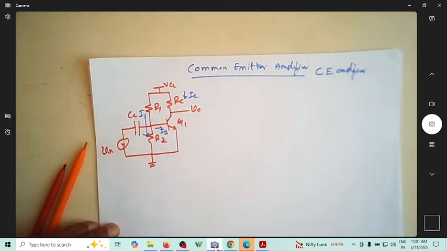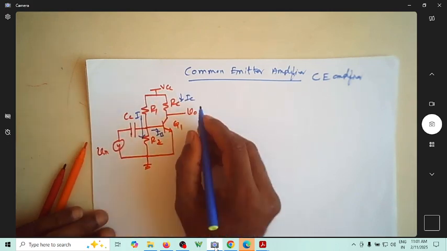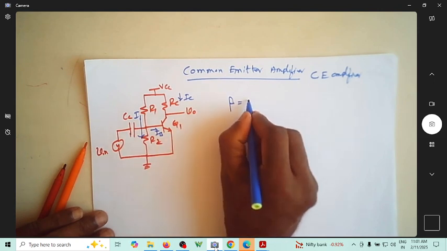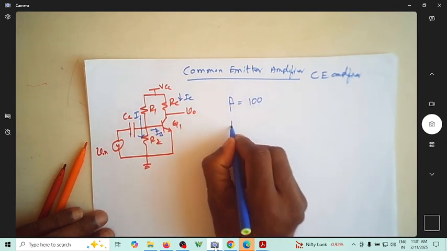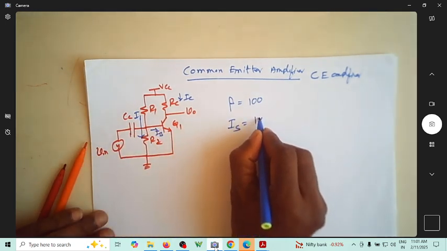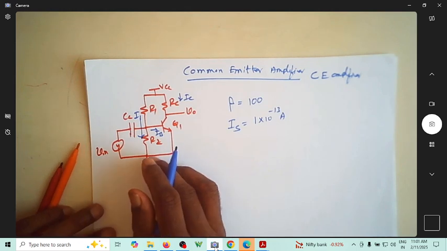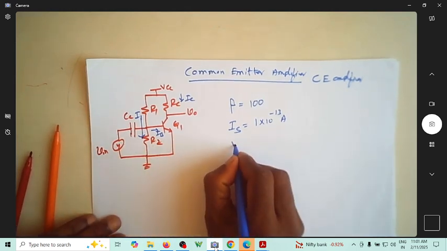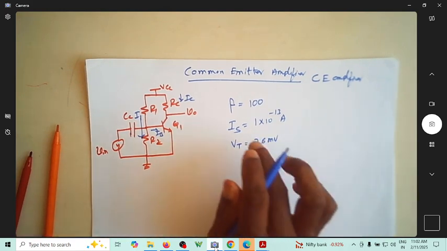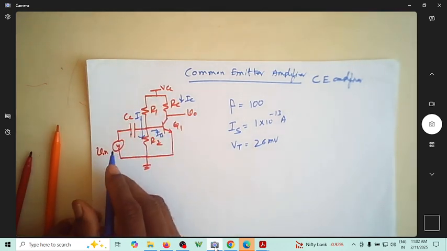This is VCC, ground. Okay, let us make some assumptions. The beta of this transistor, let it be 100. The IS, that is the reverse saturation current, let it be 1 into 10 power minus 13 amperes. And we'll assume that thermal voltage is around 26 millivolts. So these are certain assumptions we are making. And let us start writing the equations.